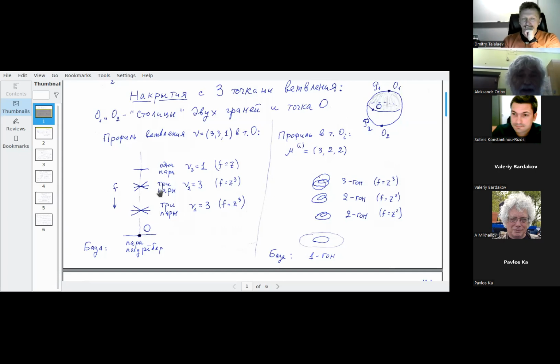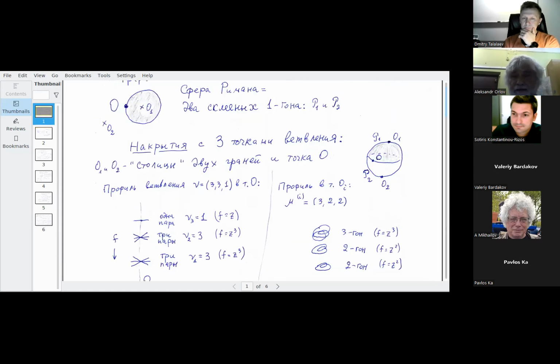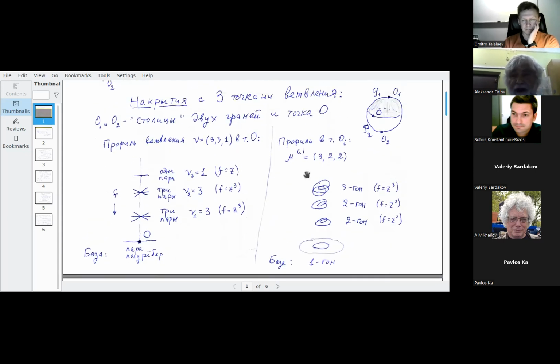For this picture we have 3 numbers, 3, 3, and 1. And this 3, 3, and 1 is called the ramification profile of this branch point. This is a partition. And for these capitals O1 and O2, we also have some ramification profiles. I call them mu upper 1, mu upper 2, for example 3, 2, 2.